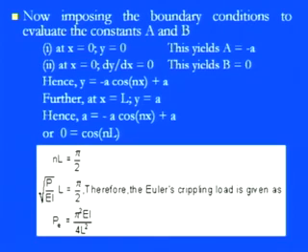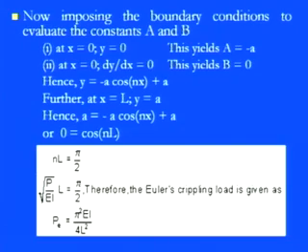Therefore the Euler crippling load for this condition, where one end is fixed and one end is free, PE equals pi square EI over 4 L square. So by applying different boundary conditions, the crippling load is now absolutely different, but the main parameters are again the same. EI and L are the responsible parameters for this kind of condition.